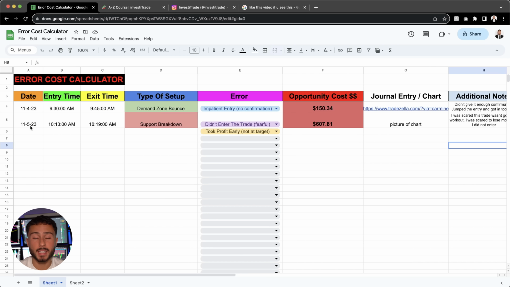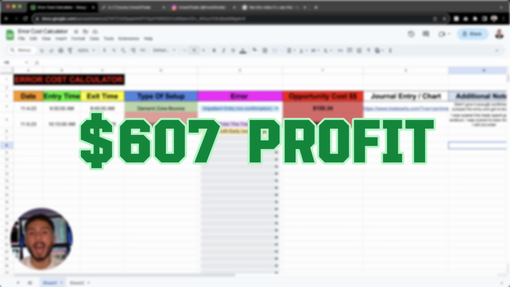Again, the date of the setup, your entry time and exit, the type of setup, in this example, a support breakdown. And I did not enter the trade because I was scared that I was going to be incorrect. Well, guess what? The market sold off. And my original analysis, if I did take that trade and I did follow my plan and I did sell at my target, I would have made a $607 profit.